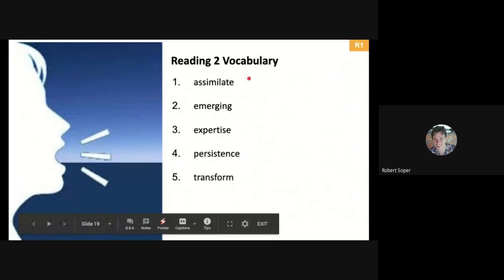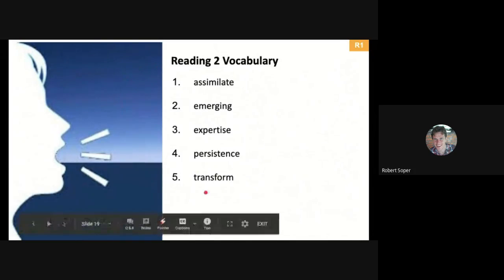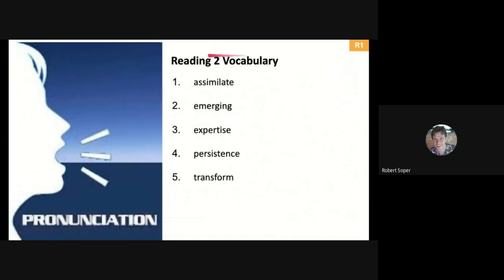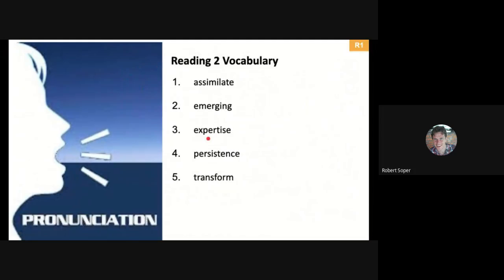Okay, good. So like our reading 1 vocabulary, make sure that you pause the video and replay the pronunciation until you are able to say the words correctly. Pay particular attention to this word expertise. It is not expertise, it's expertise.